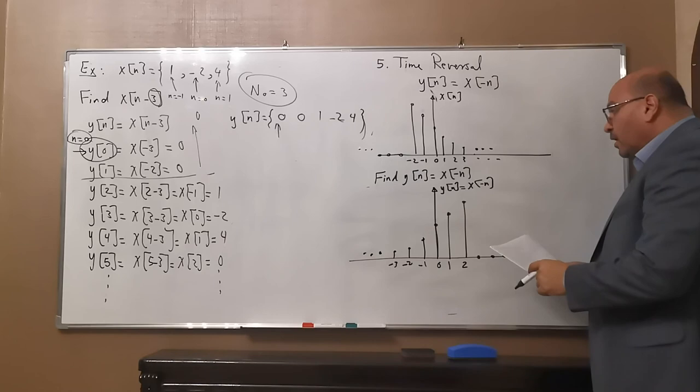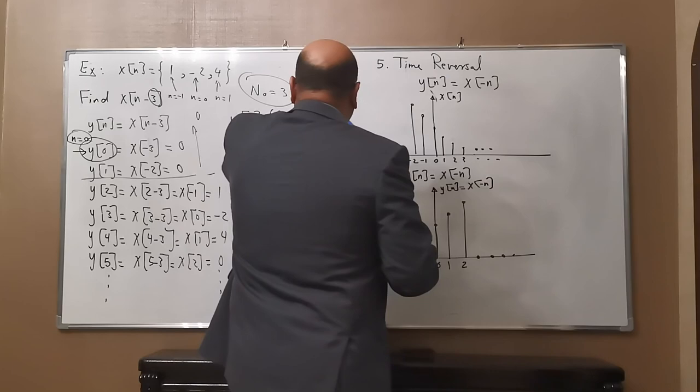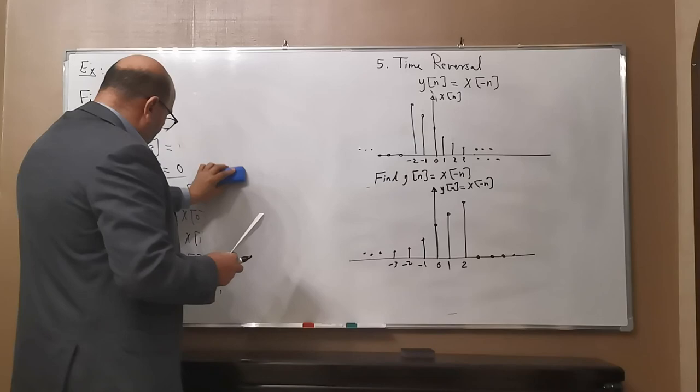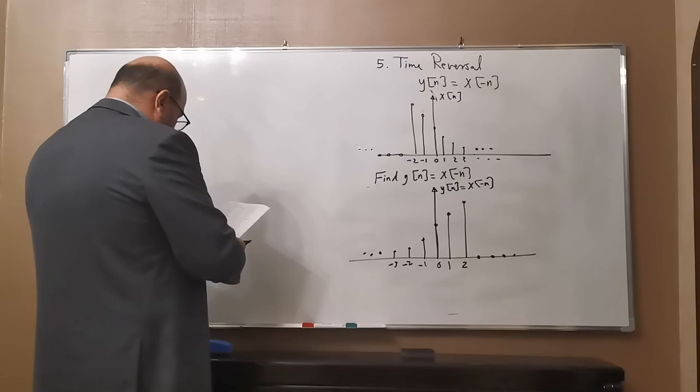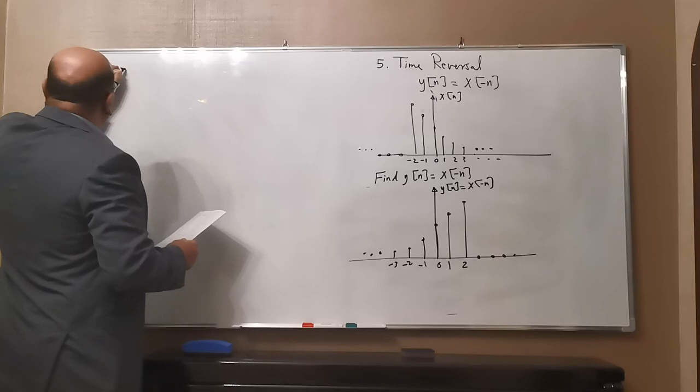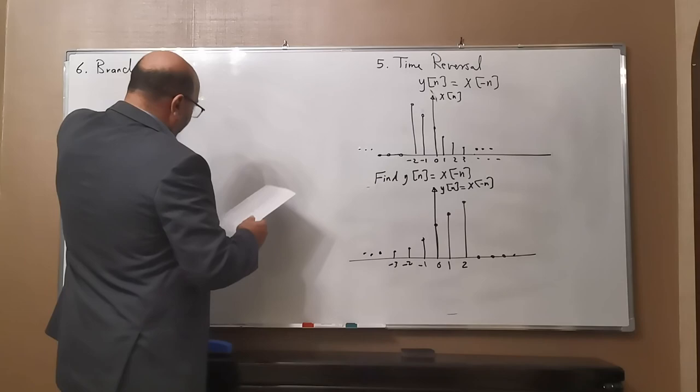Okay, the last operation, actually it's not a 100% operation, it is something called branching or pick-off point. The branching or a pick-off point is where you can branch x of n to more than one, and use them as inputs to more than one system. So this is branching or pick-off point.